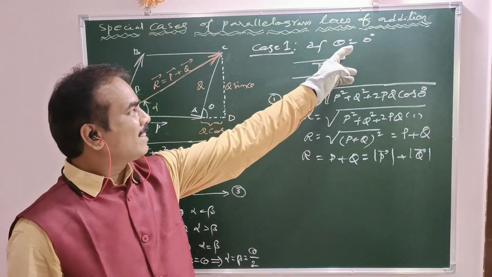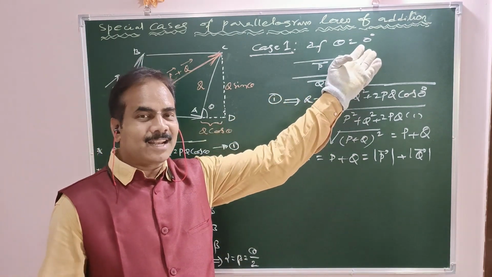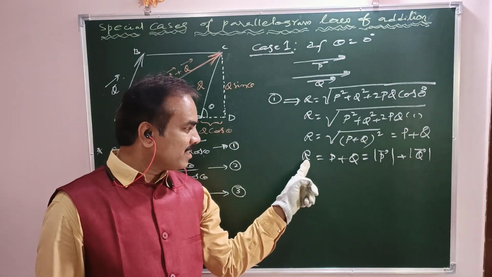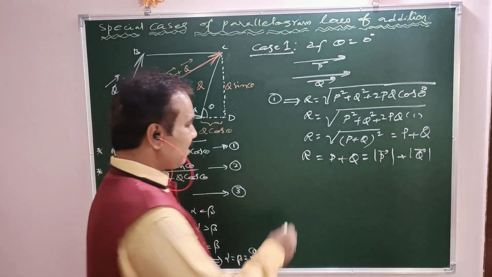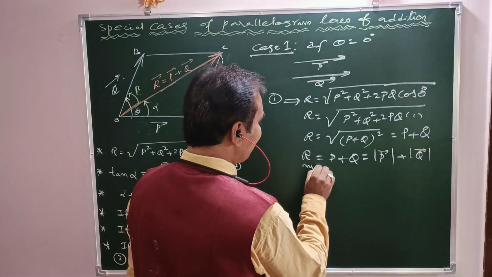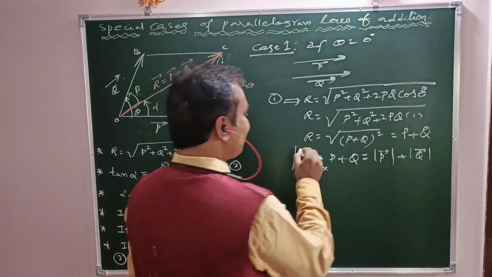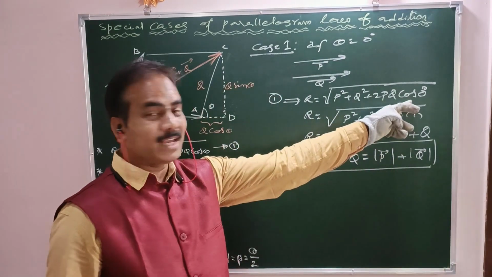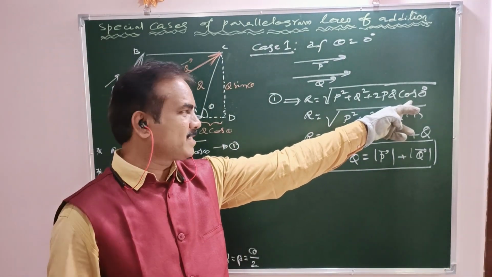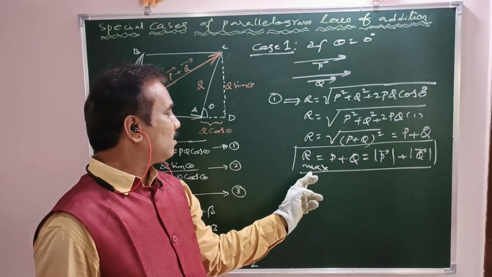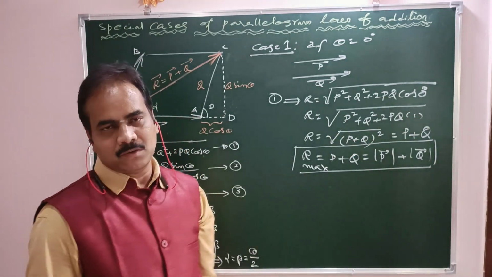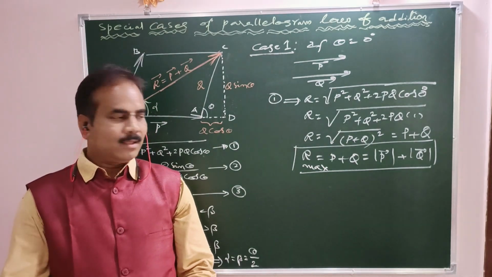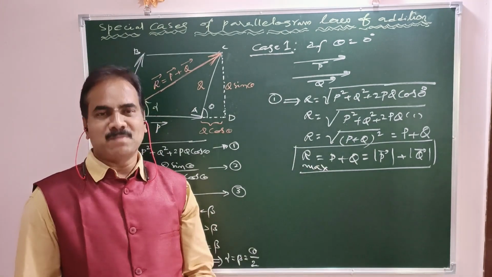For theta equal to 0 degrees, cos theta has its maximum value, so this resultant is the maximum resultant. Why is it maximum? Because cos 0 is 1, which is maximum for the cosine function. So R becomes R maximum, that is P plus Q. When the given vectors are parallel to each other, the resultant is maximum.